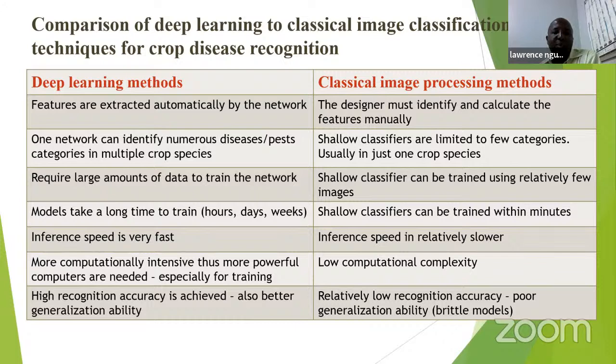The deep learning methods are more computationally intensive, thus requiring more powerful computers, especially for the training aspect. The classical methods have low computational complexity. The deep learning methods finally achieve a higher recognition accuracy and are also able to generalize better to images that they have not seen before, compared to the classical methods, which we said are limited to very confined experimental setups.